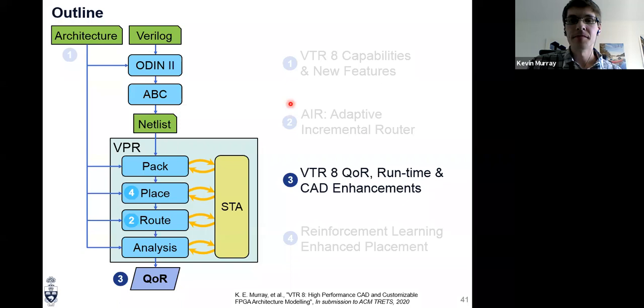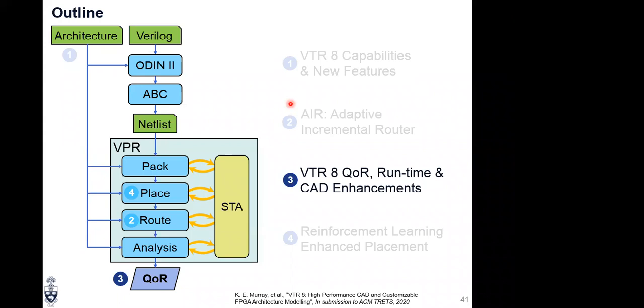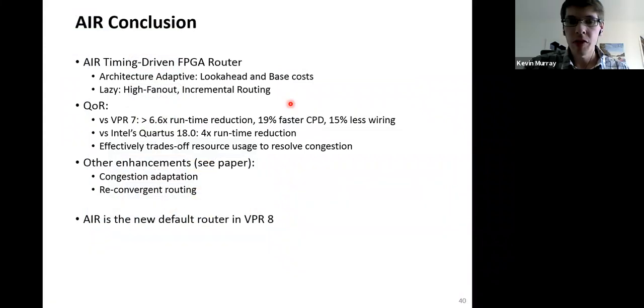Sorry, can I ask, in AIR, do you have a breakdown of where the speed up is coming from for the various optimizations you've done? Yes, so those details are in the paper. It gives a breakdown of where the benefits come from. I don't have slides on it at the moment.